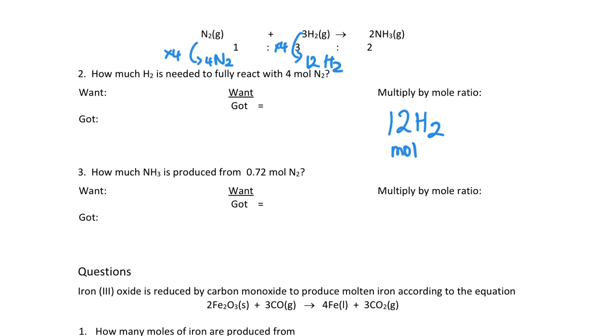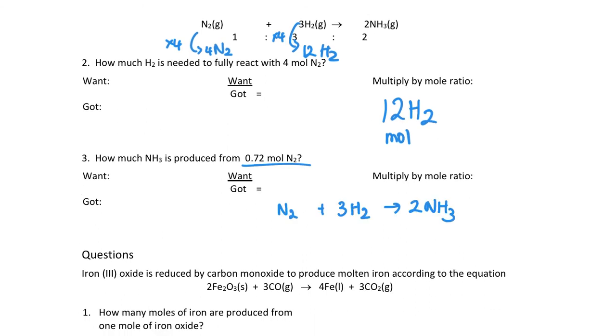Next up, how much NH3 is produced from 0.72 moles of N2? I've written it down here to help us. So now we've got 0.72 N2, so we times this by 0.72. That means we have to times 2 by 0.72, and that lands up being 1.44 moles of NH3.